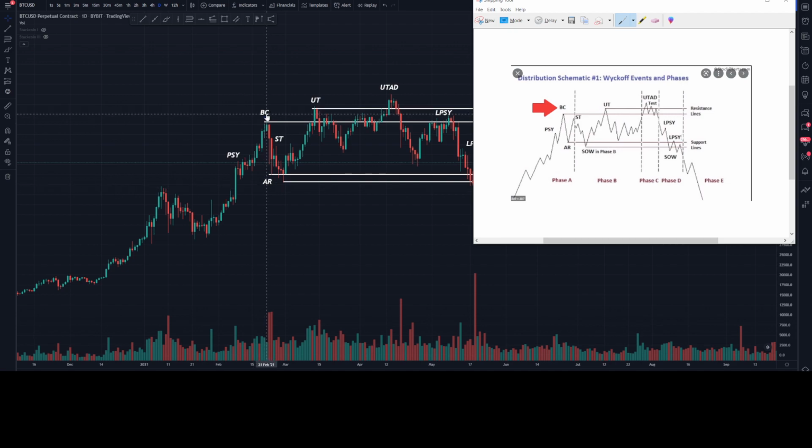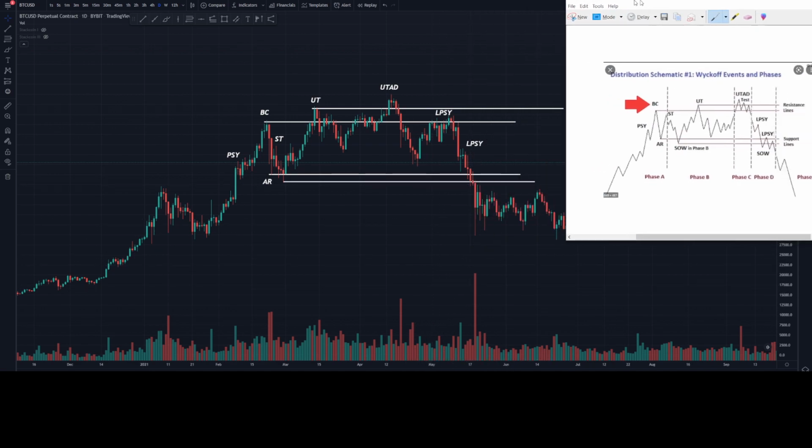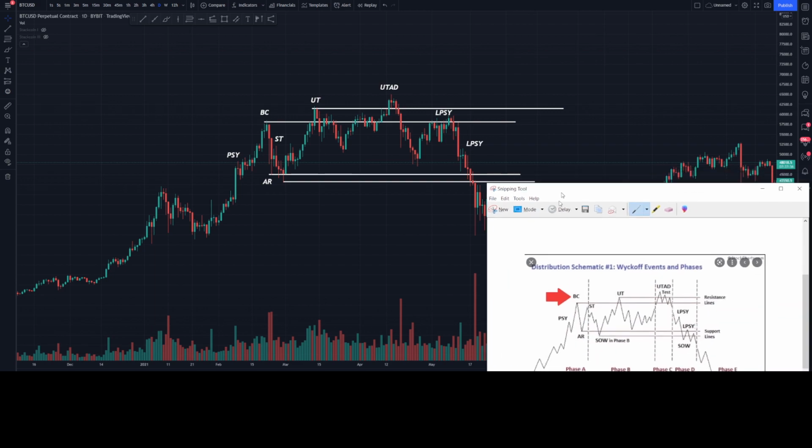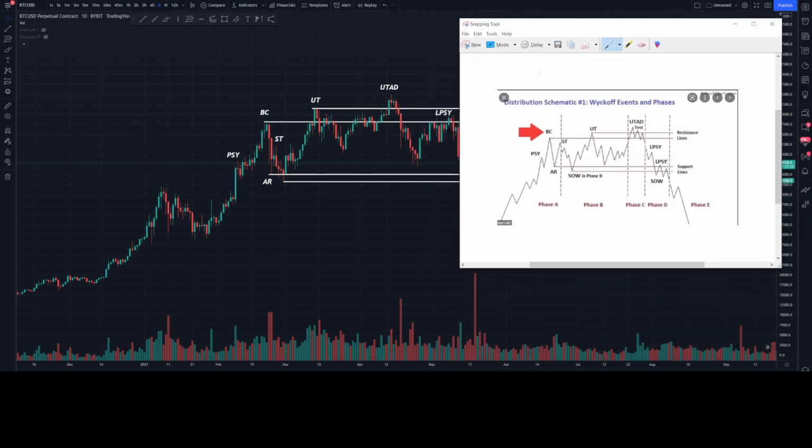PSI, AR, BC: buying climax, preliminary support, automatic rally, secondary test. The upthrust, UTAD, goes back into the trading range quite a bit. The UTAD, the last point of resistance, basically last preliminary support, and then it collapses down, right? Into that accumulation down here. But so this was the Wyckoff distribution.